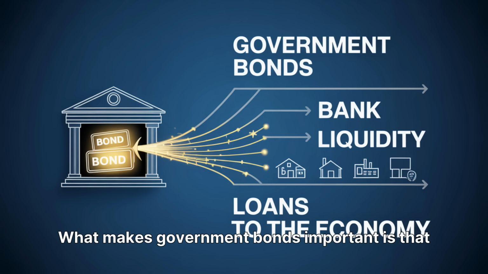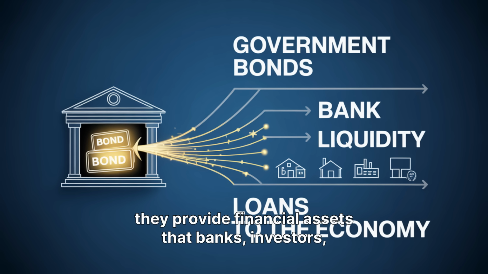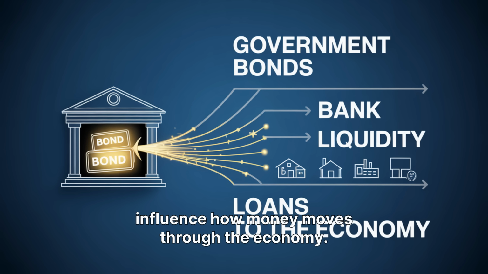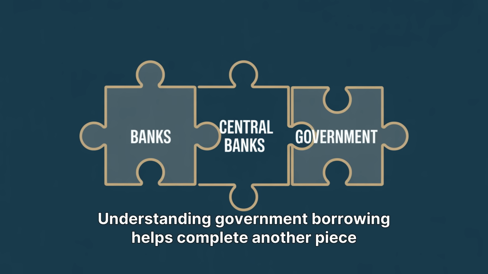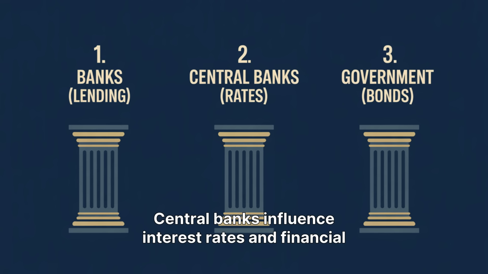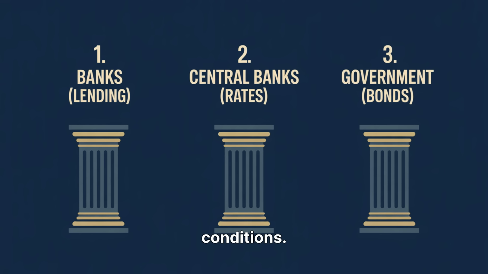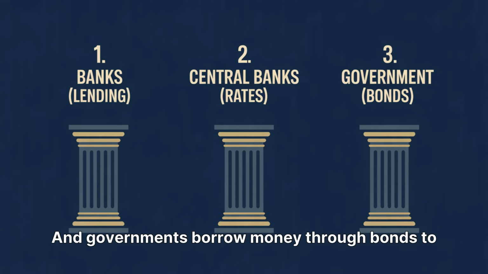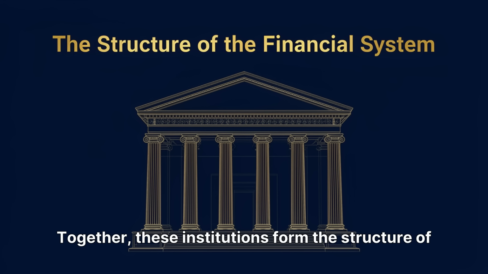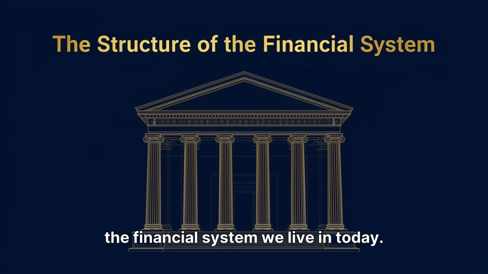What makes government bonds important is that they provide financial assets that banks, investors, and institutions can hold. These assets help support financial markets and influence how money moves through the economy. Understanding government borrowing helps complete another piece of the modern money system. Banks create money through lending. Central banks influence interest rates and financial conditions, and governments borrow money through bonds to finance long-term spending. Together, these institutions form the structure of the financial system we live in today.